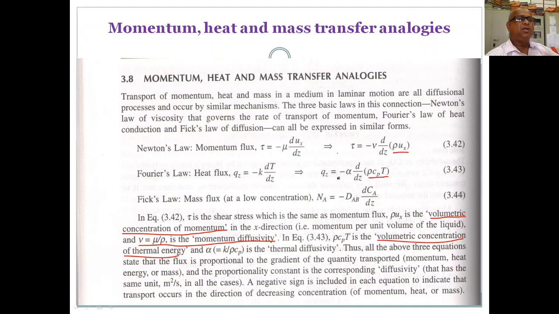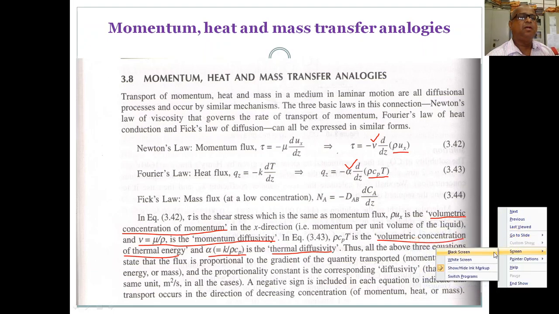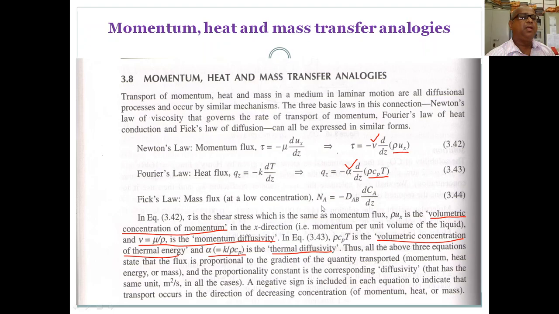That change is proportional to alpha. What is alpha? Alpha is k by rho Cp, and this is called the thermal diffusivity. So in fluid dynamics this is the momentum diffusivity, and in heat transfer this is the thermal diffusivity, but both are diffusivities. And in Fick's law, N A equals minus D AB dC A by dZ.